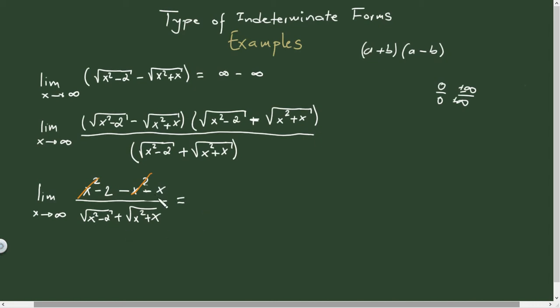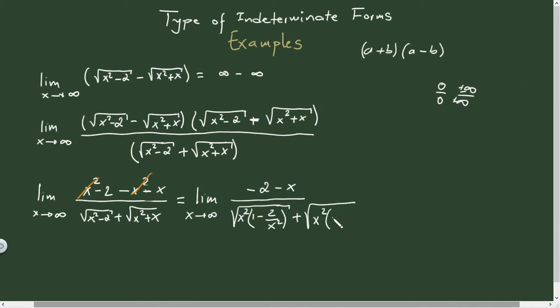So the numerator can look like this, and the denominator I can write like this. We have the limit as x goes to infinity of minus 2 minus x, divided by x to the power 2 times (1 minus 2 over x to the power 2), plus the square root of x to the power 2 times (1 plus 1 over x). And this is it.